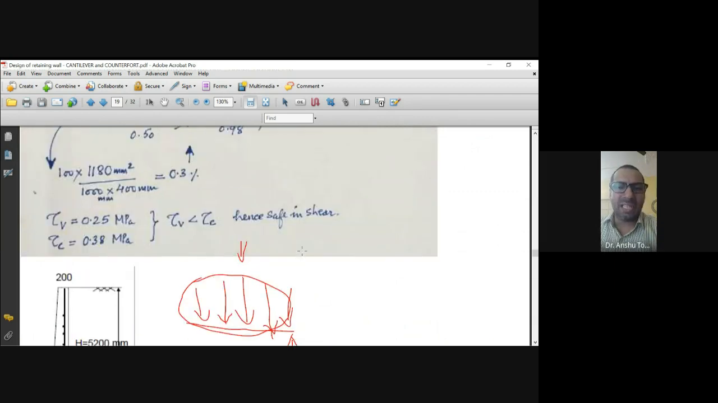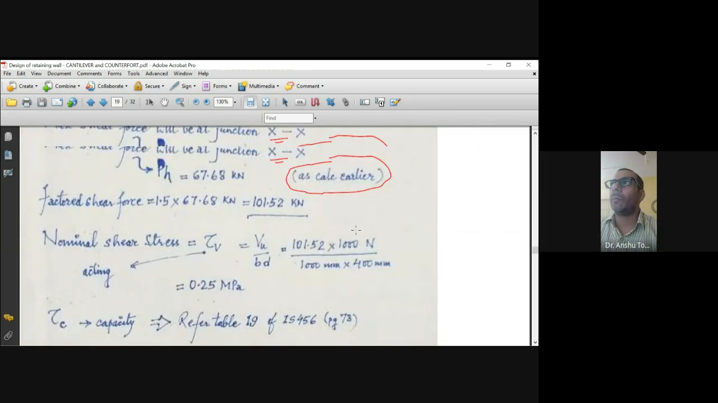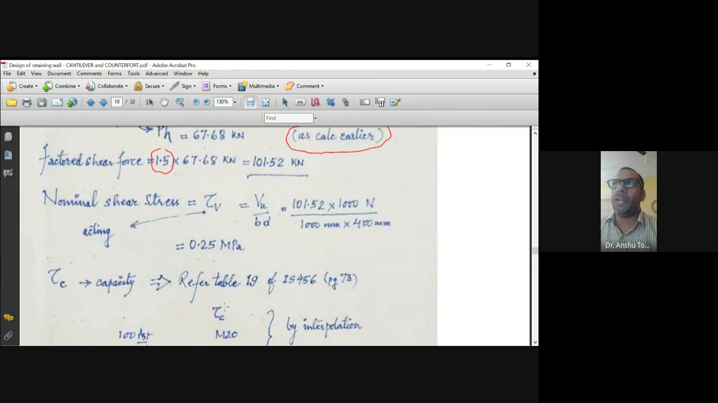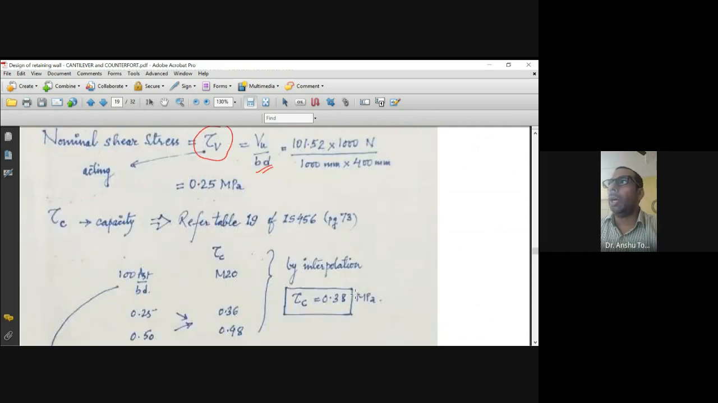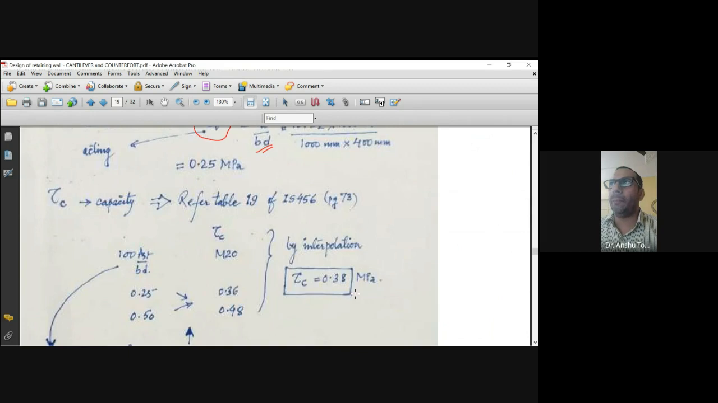So that will be 67.68 kilonewton, and factored shear force is going to become 101.52. Nominal shear stress, the formula is same, Vu upon bd. Now bd we are having here same, the per meter length, that is why 1000 mm, and we know d is 400. So this becomes 0.25 MPa.